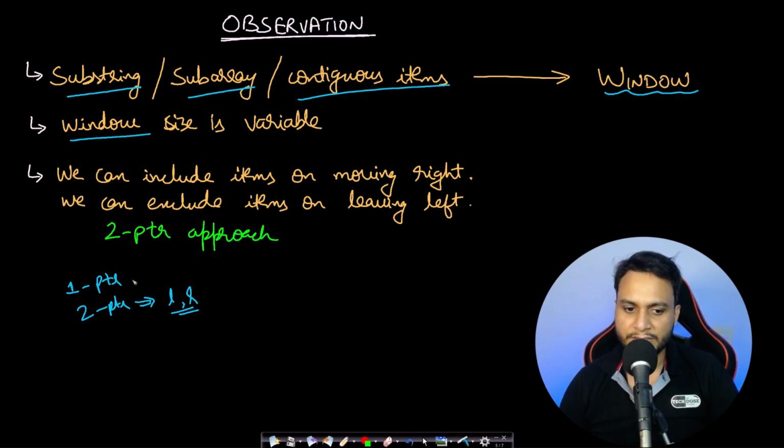Therefore, you know that this is a variable window size problem because we want to minimize the window size. Therefore, the window size is not predefined. Now, if you take the two-pointer approach as left and right, we can move the right pointer to the right by including one item after another, and we can move the left pointer to the right by excluding one item after another from the window. This is how the two-pointer approach works.